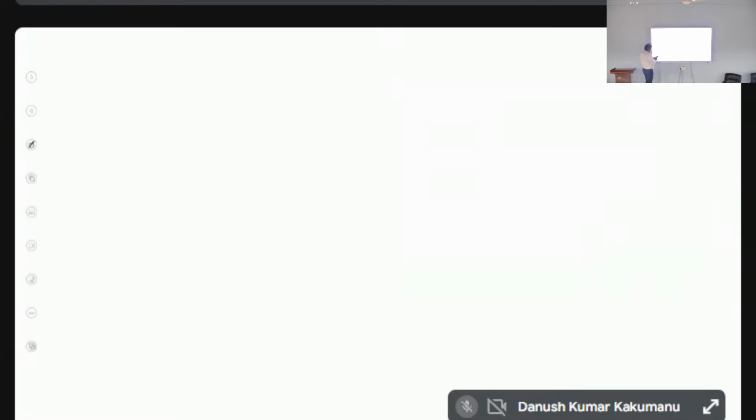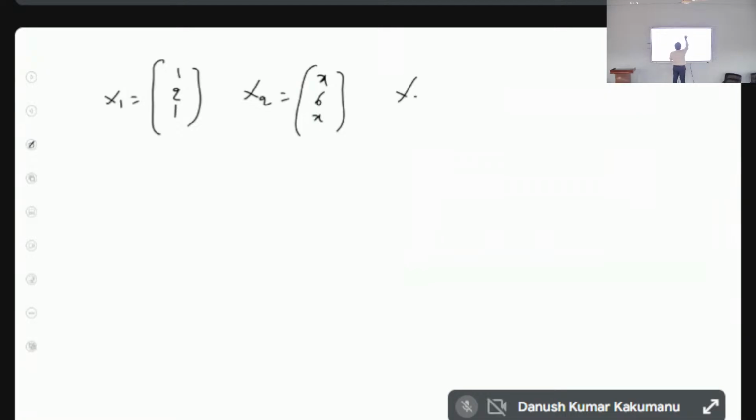Let us take one more question here. X1 is 1, 2, 1. X2 is 2, x, 6x. X3 is 3, 4, 2. Are linearly dependent. Note down this question. The three vectors are linearly dependent.